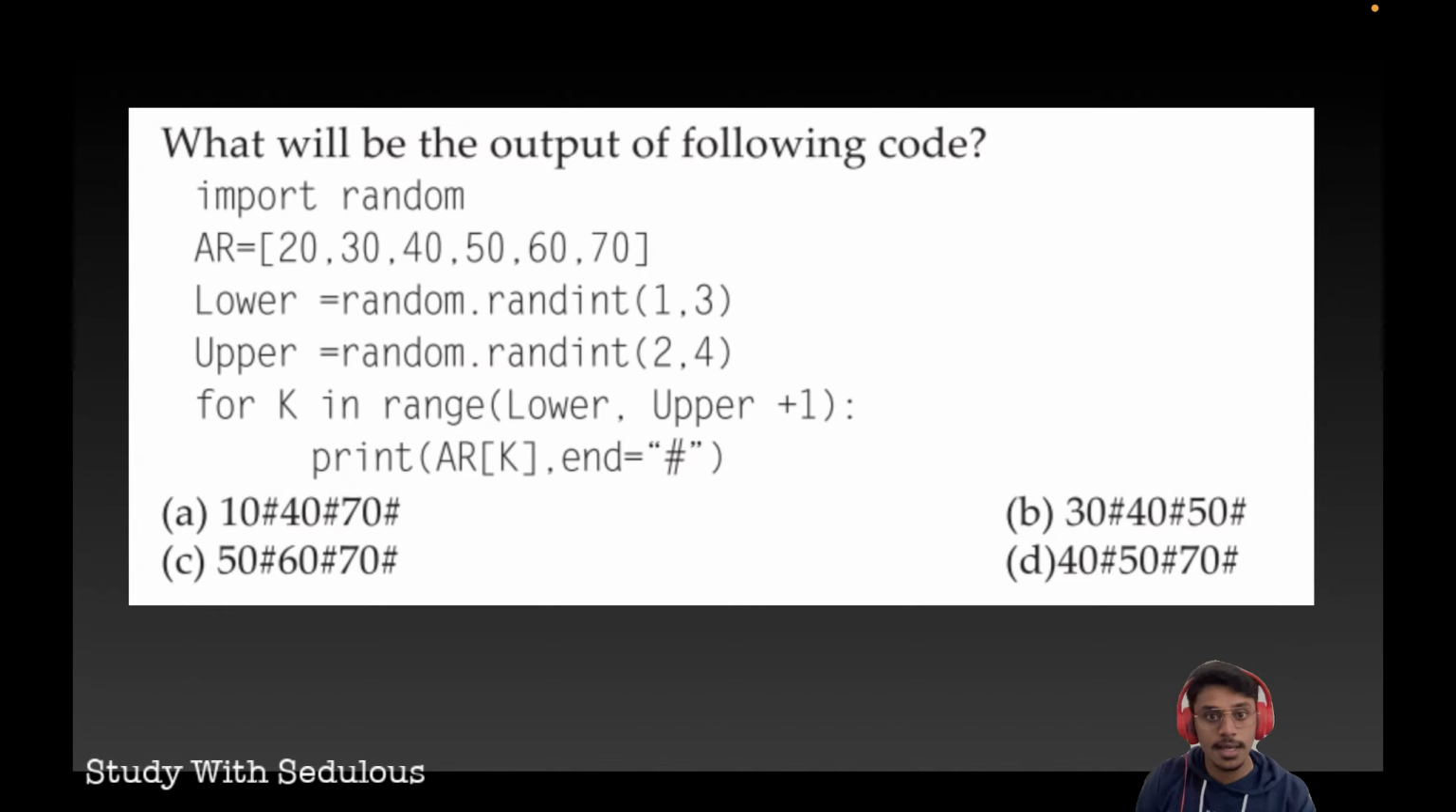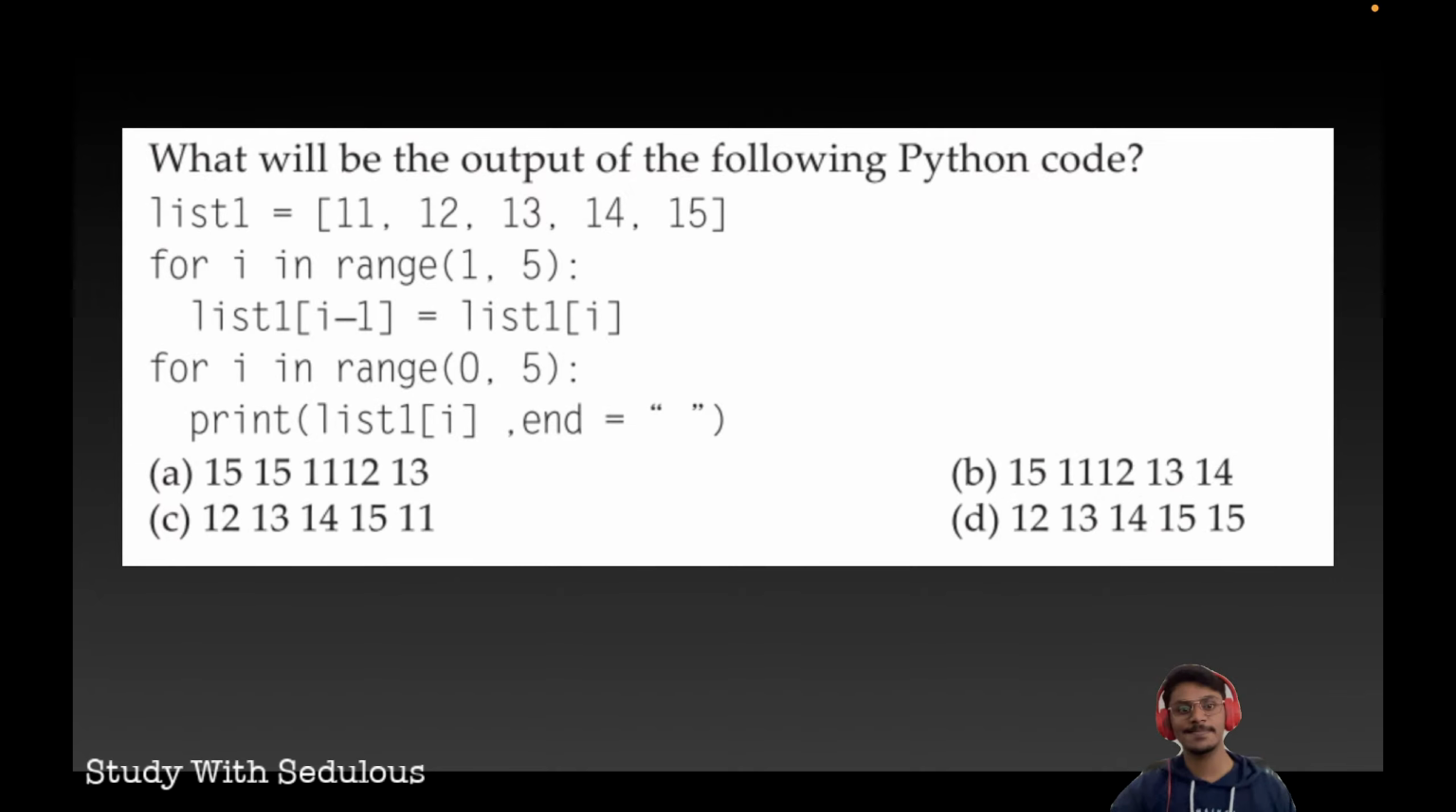Okay, that's B. What will be the output of the following Python code? list1 is 11, 12, 13, 14, 15. For i in range 1 to 5: list of i minus 1 is list of i. For i in range 0 to 5: print list of i, end with space. What should be the answer? Range 1 to 5. First it will be i is 1, 1 minus 1 is 0. List of 0 is list of 1. So it will start with 12.